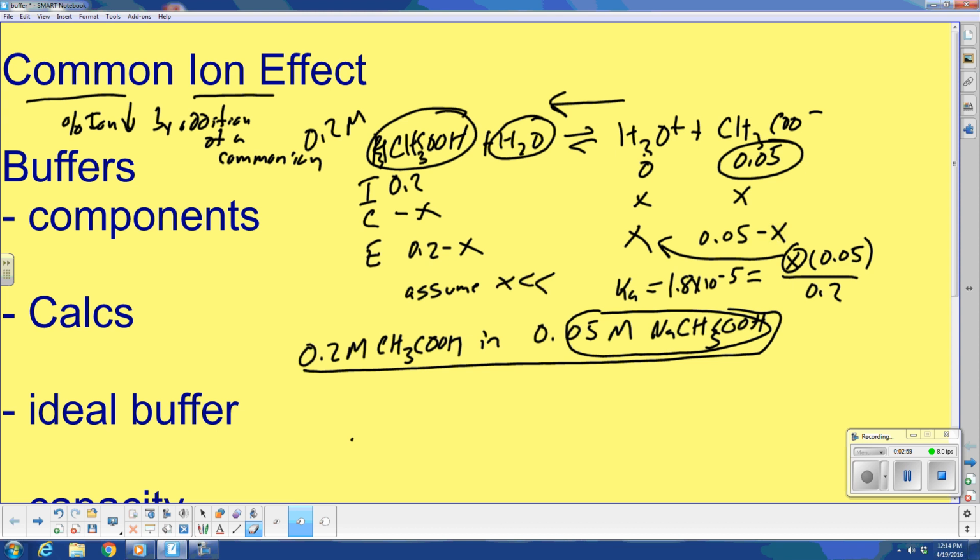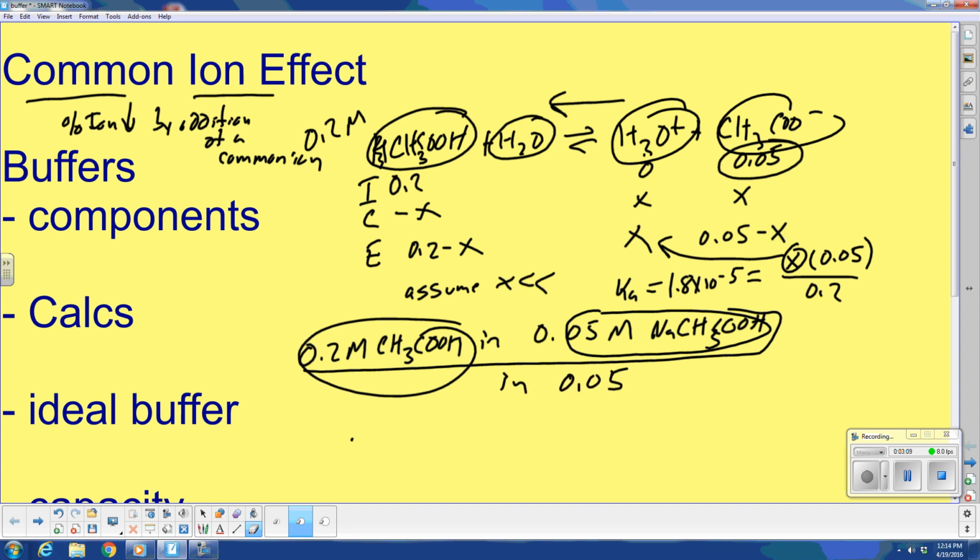Okay, and it doesn't have to be this, it could be this. For instance, I could put 0.2 molar acetic acid in, how about a 0.05 HCl solution? And what will that do? It will once again drive my equilibrium this way and change my calculations. But you just follow ICE where you put in your common ion up here in the initial. All right? Good. So that would be common ion.